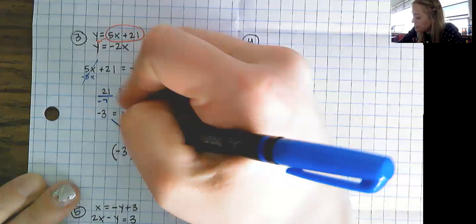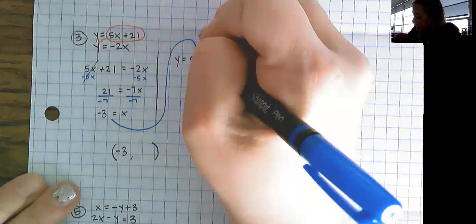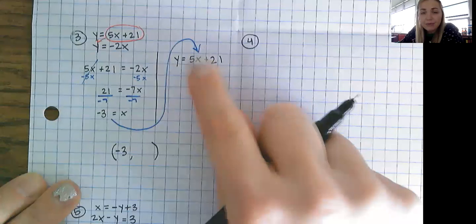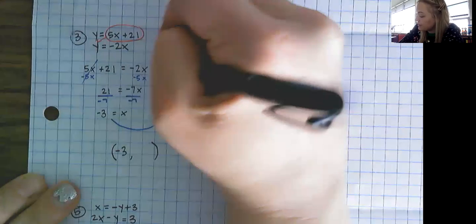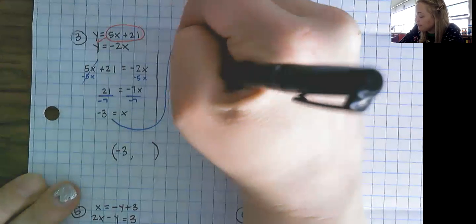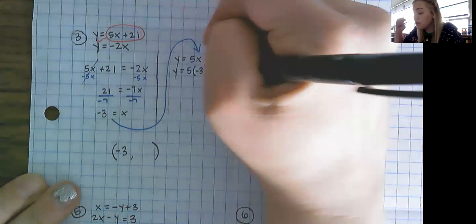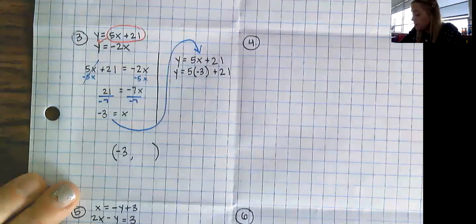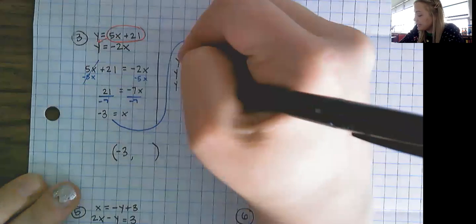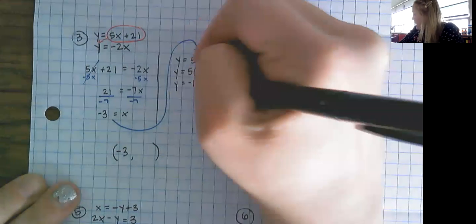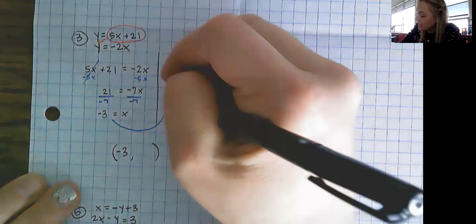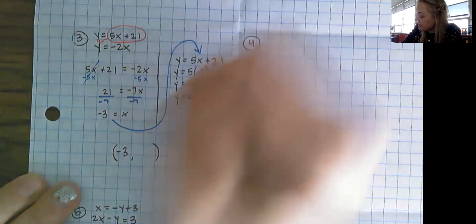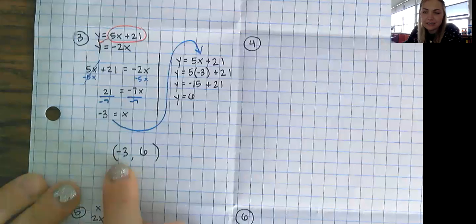All right, now since x is equal to negative 3, I'm going to put that negative 3 in my equation. So this is really y equals 5 times negative 3 plus 21. Well, 5 times negative 3 is negative 15. And when I add 21 to that, negative 15 plus 21 is 6. So my final answer, negative 3, 6.